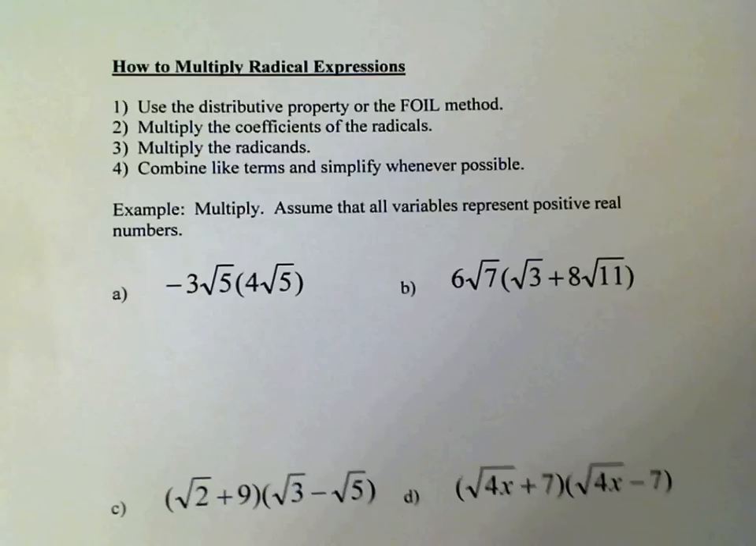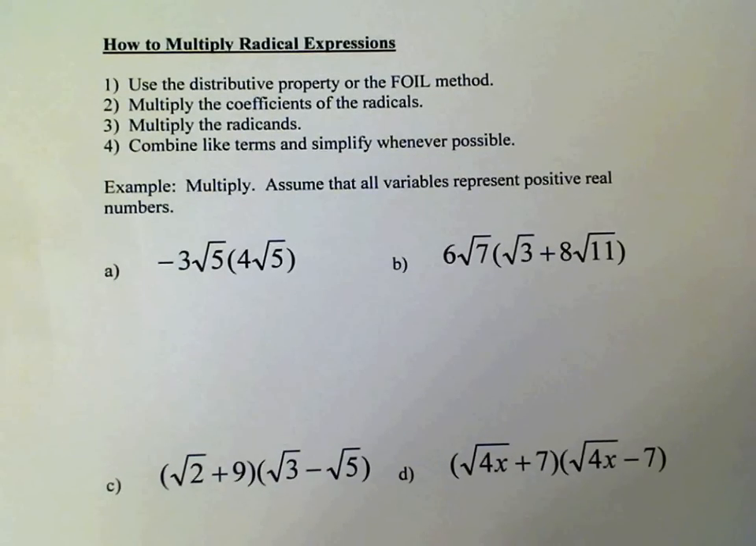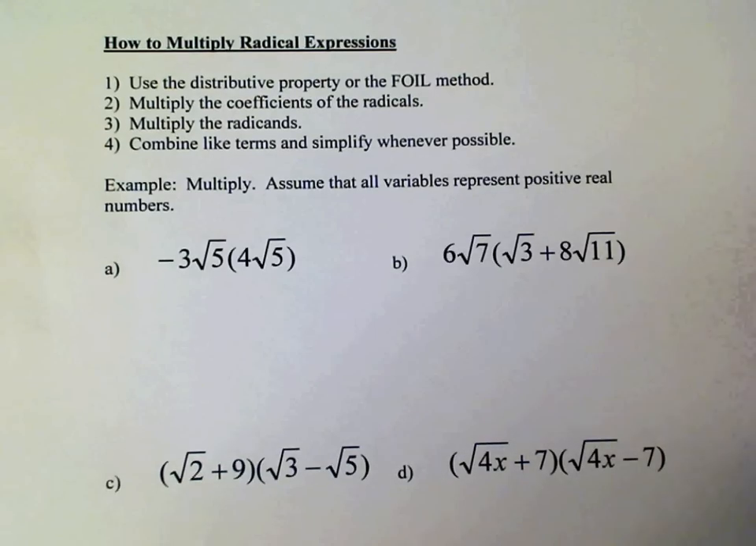Now, let's go to multiplying radical expressions. What this is basically is the distributive property, or the FOIL method, depending on how it's set up. We're going to multiply coefficients, and we're going to multiply radicands, simplify whenever we can, combine like terms whenever we can. We're going to assume all variables are positive real numbers, so we don't have to worry about absolute values.